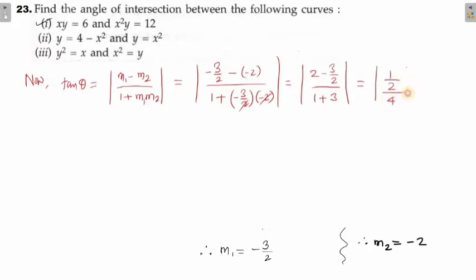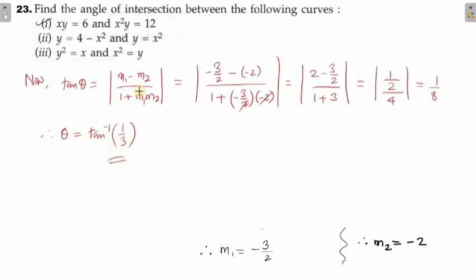Okay, so when you simplify this, you get 1 by 8. So therefore you get tan theta equals 1 by 8, isn't it? So therefore your theta turns out to be, bring this tan over there, so you get tan inverse 1 by 3. Okay, so this is the angle of intersection.